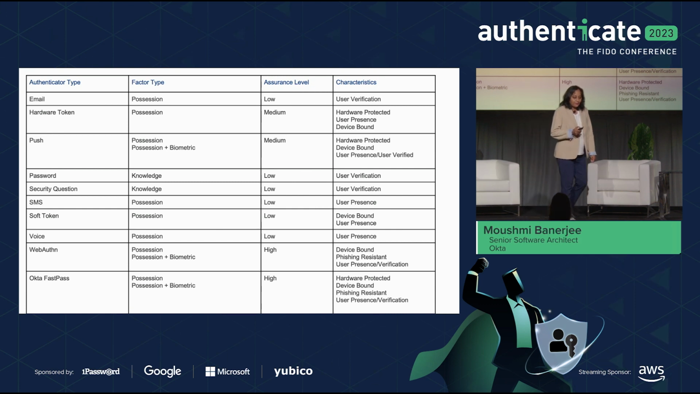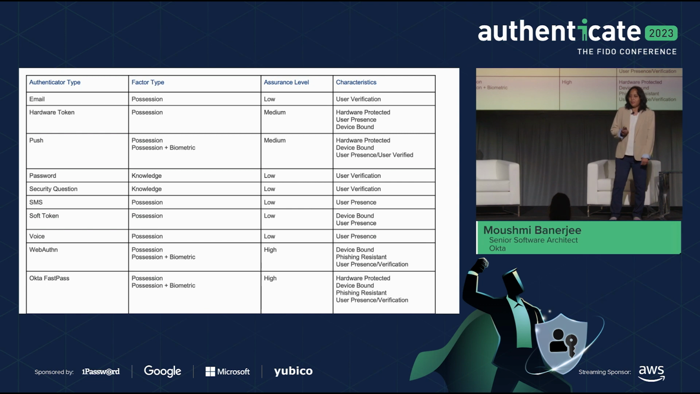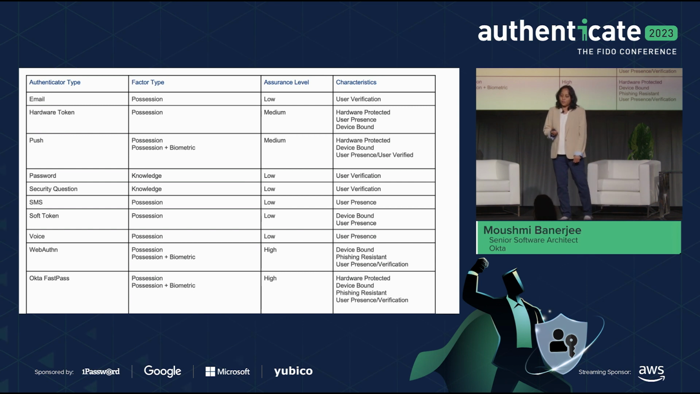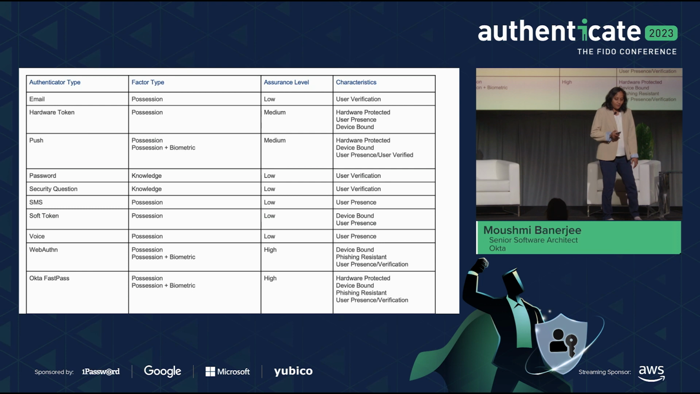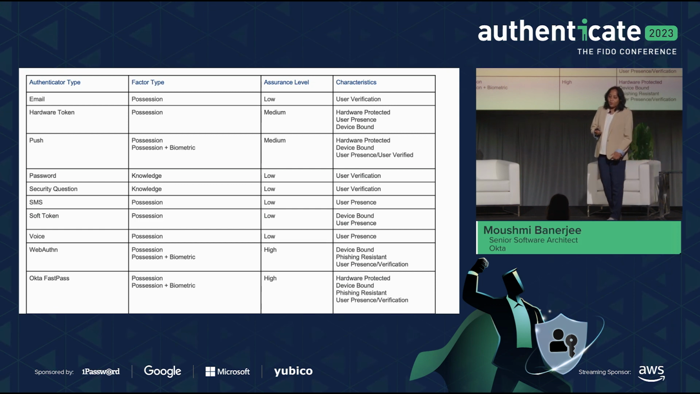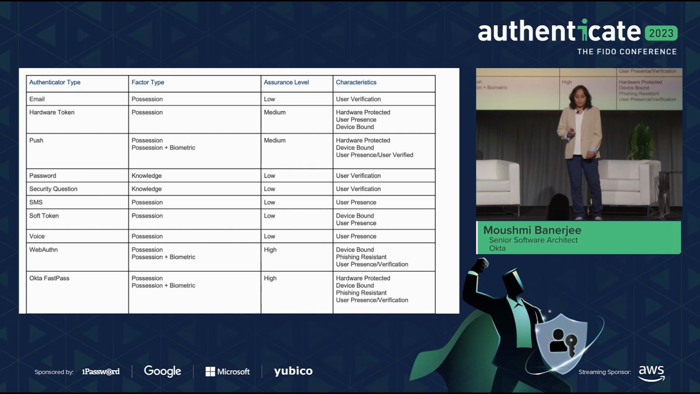Then we have hardware tokens, like YubiKey, custom OTPs, RSA SecurID. They are considered hardware protected, and they also are device bound and validate that the user is present. Then we have soft tokens like Google Authenticator, Okta Verify OTP, Custom OTP. They are device bound, and they can only validate that the user is present, not user verification.